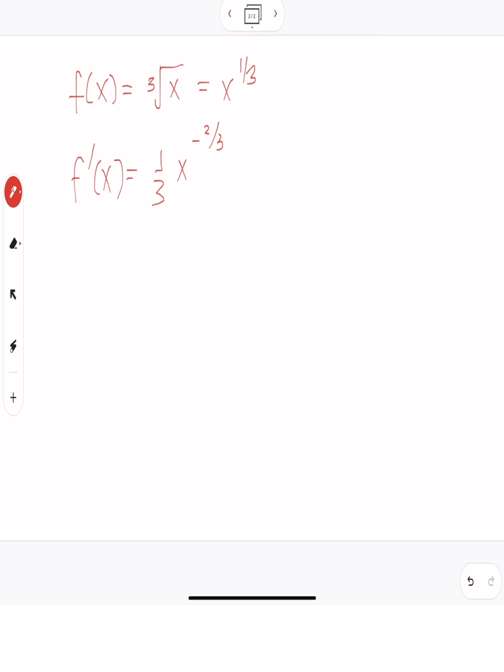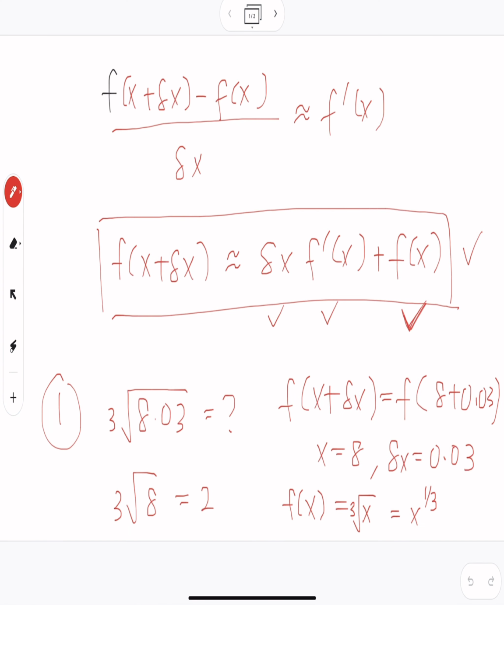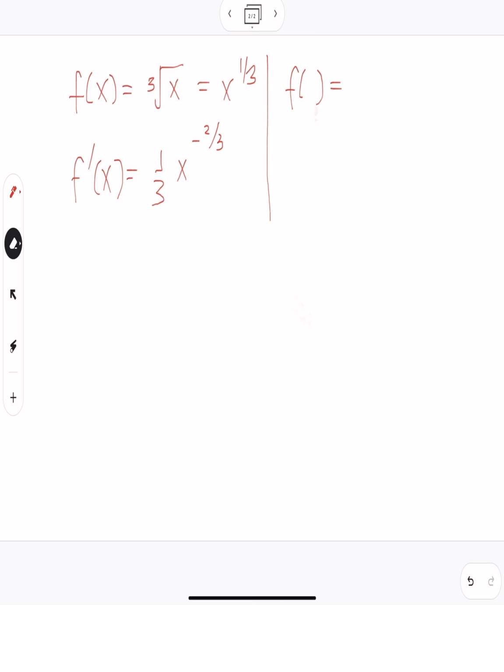Now we know that our x just now is equal to 8. Therefore we can have f(8), our f is cube root of 8. So we just substitute into that one. Cube root of 8 is equal to 2. So f prime 8 is equal to 1 over 3 times 8 power of minus 2 over 3. You just use your calculator, which is 1 over 12.